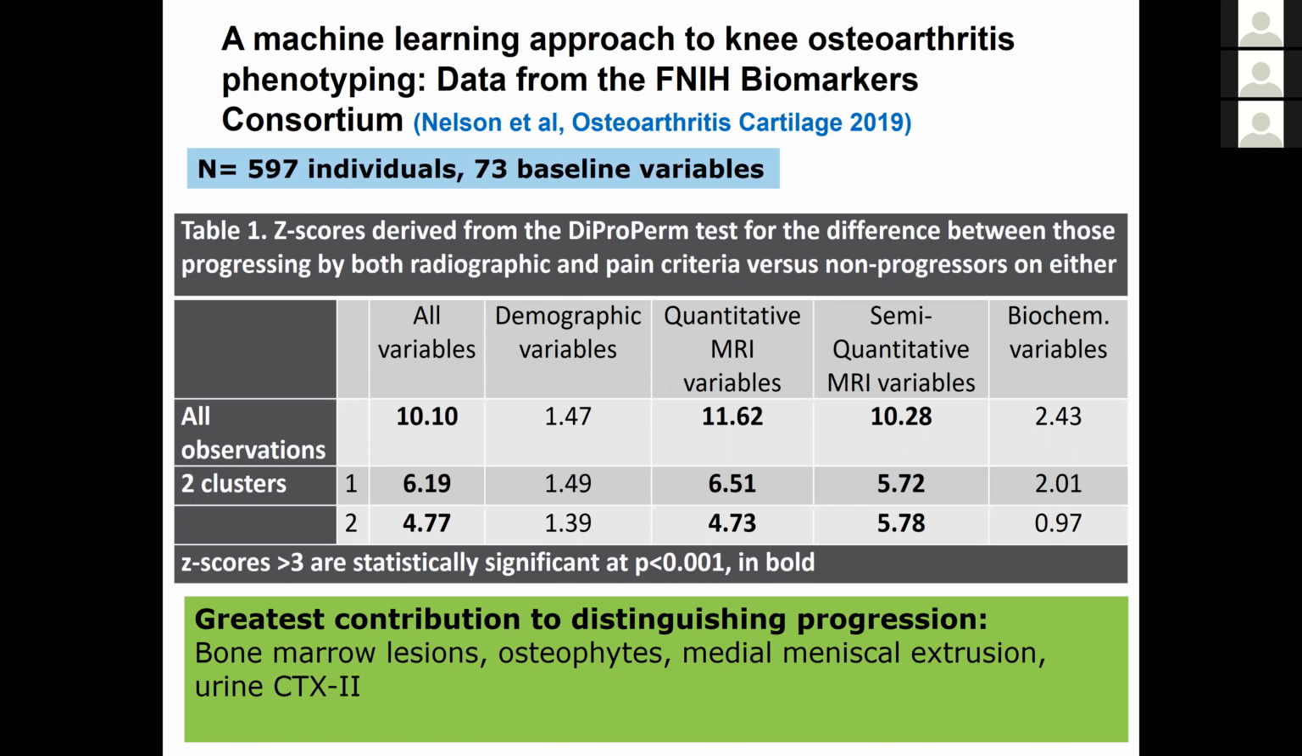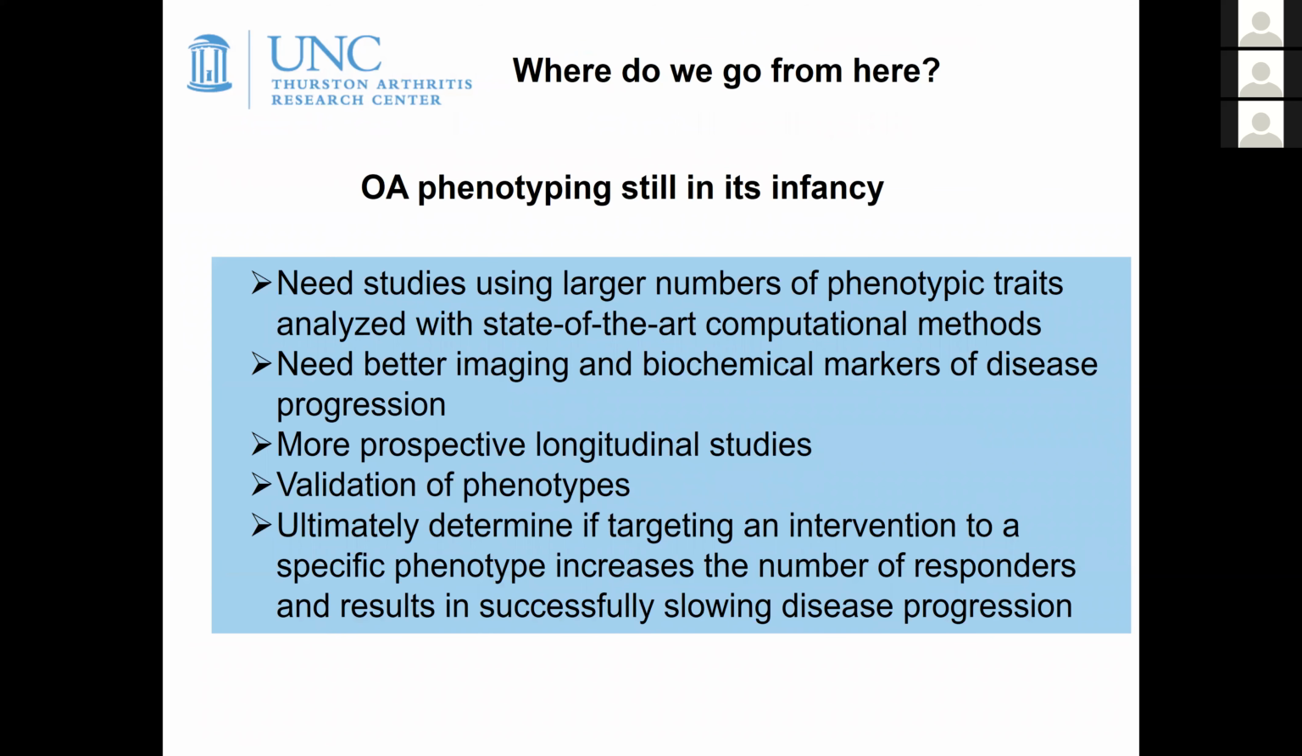Osteoarthritis phenotyping is really still in its infancy. We need studies having a larger number of phenotypic traits analyzed with state-of-the-art computational methods, better imaging and biochemical markers for disease progression, additional prospective longitudinal studies, and then of course validation of the phenotypes is going to be very important. So most of the studies I showed you did not have validation cohorts.